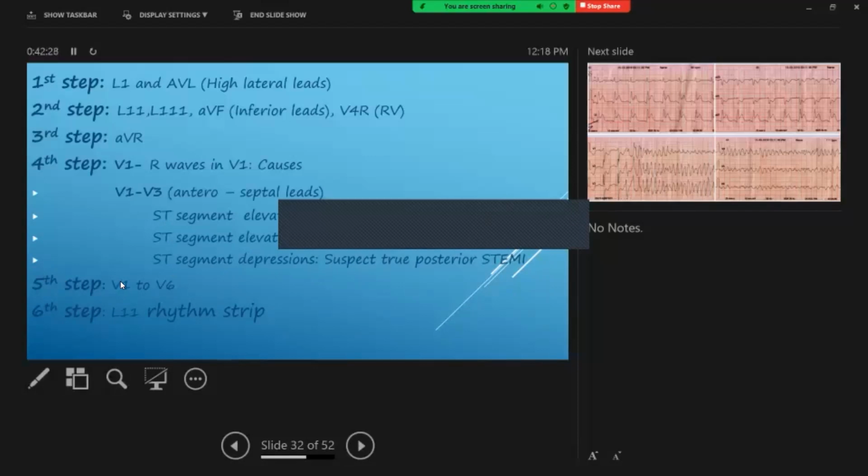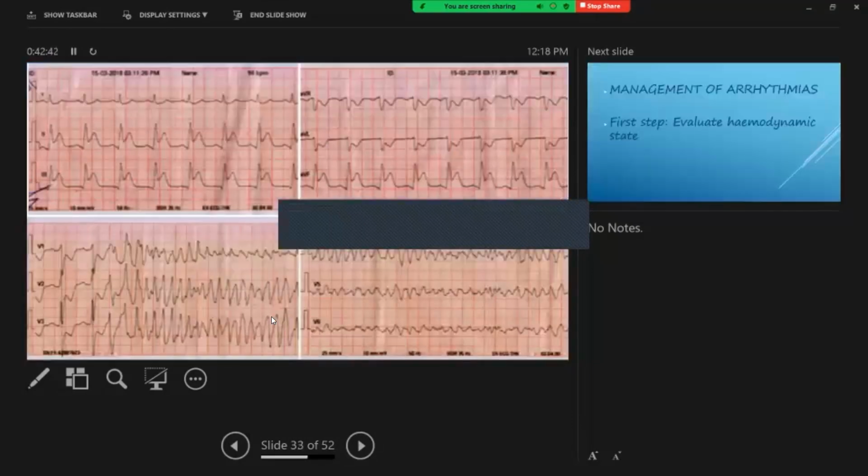Step 5, analyze V1 to V6 all together. Look for the R wave progression and all the abnormalities. Then finally, analyze the lead 2 rhythm strip for rhythm disorders.